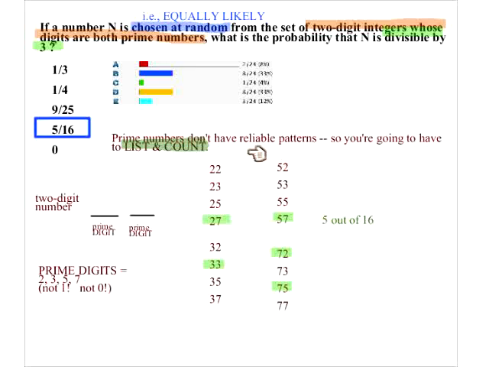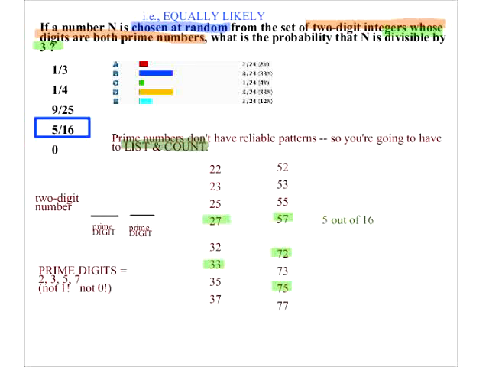So list and count. I mean, there are lots of situations where you might have to find probability by just grinding out a list. Very, very doable. Any questions about this problem, please type them in the text box. Otherwise, we will move on to something new and different. Okay, doesn't look like people have questions.